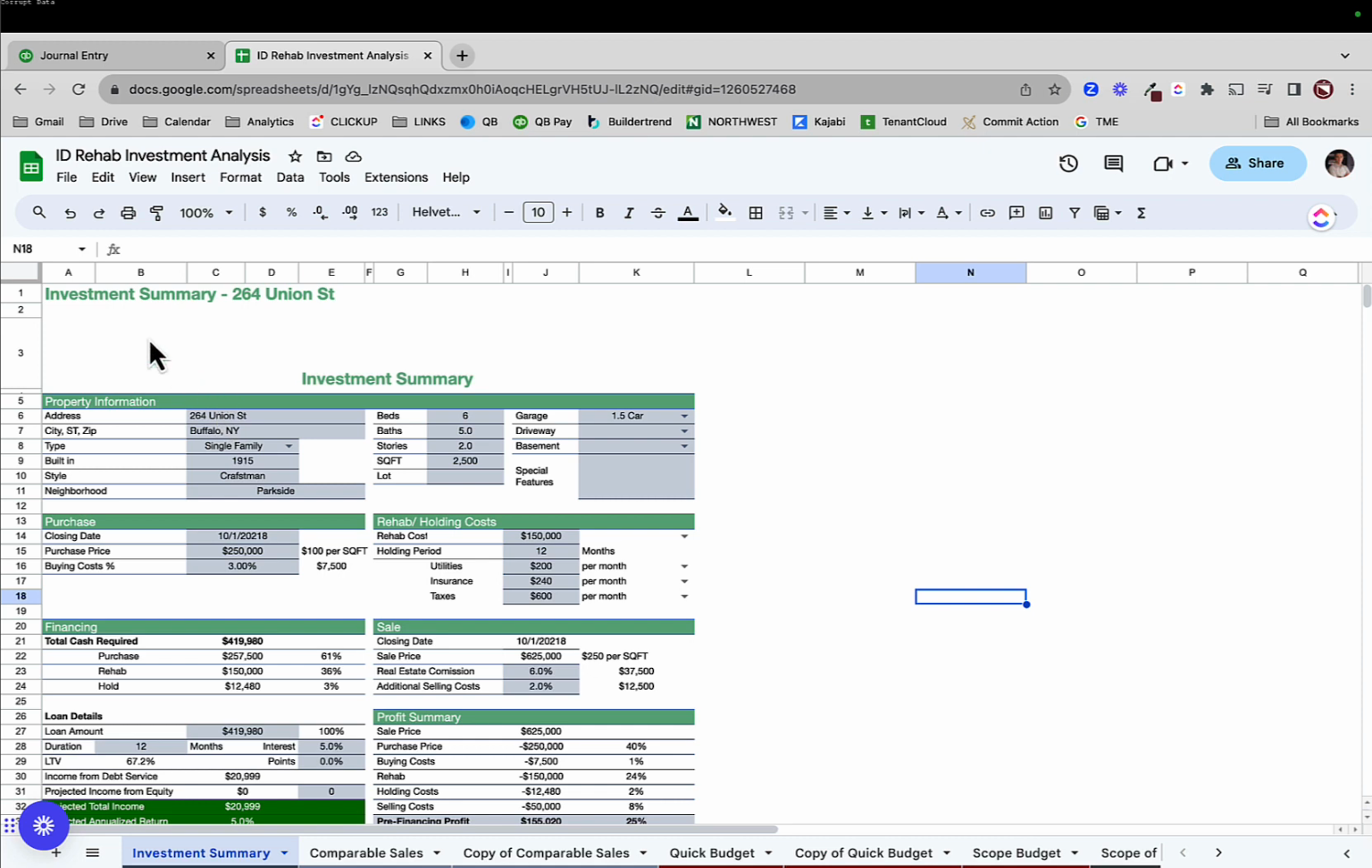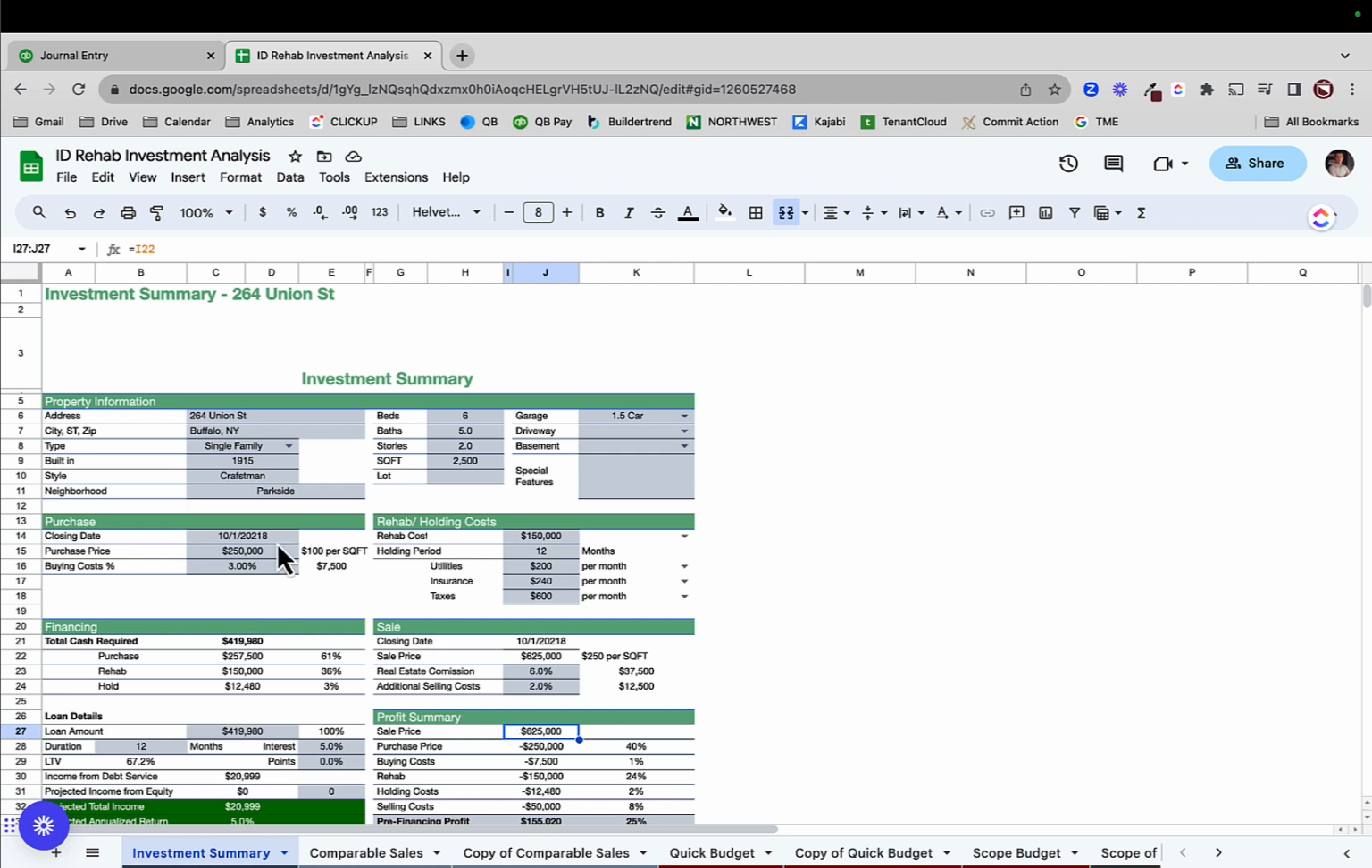So what I'm going to do to demonstrate this, I have this flip up here, this IDE Rehab Investment Analysis. If you want this tool, by the way, it's available for free at our website, incomedigs.com. But I'm just going to use this to demonstrate. We're going to buy this property here, 264 Union, and I'm purchasing it for $250,000, and I'm going to rehab about $150,000. Hopefully I sell it for about $625,000. I'm not going to get into this analysis right now. I'm just kind of giving you the highlights.